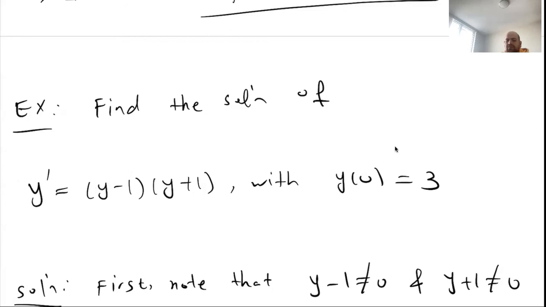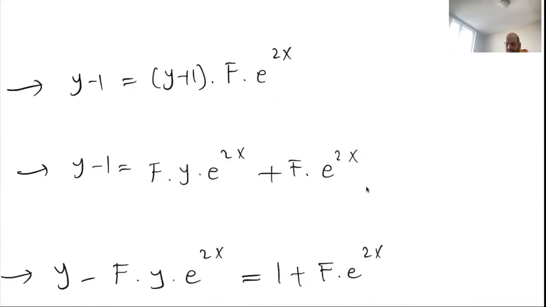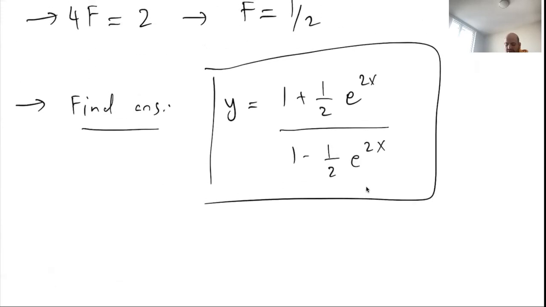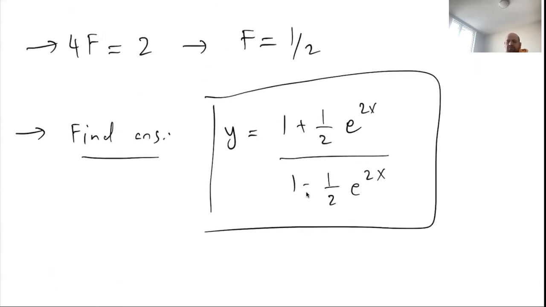And also you can easily verify this condition as well. y of 0 equals 3, because you have the formula for y. We can easily find y of 0. y of 0 will be 1 plus 1/2 divided by 1 minus 1/2. That's 3/2 over 1/2, which is 3. So the initial condition is extremely easy to verify, but you can also verify the differential equation if it's asked in the question, or if it's not asked but you just want to be sure that your solution is correct.